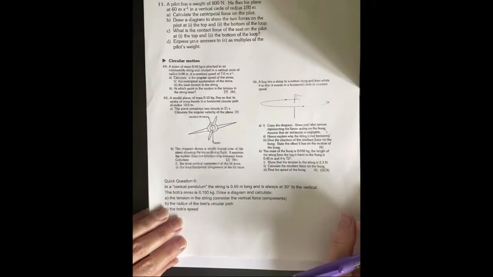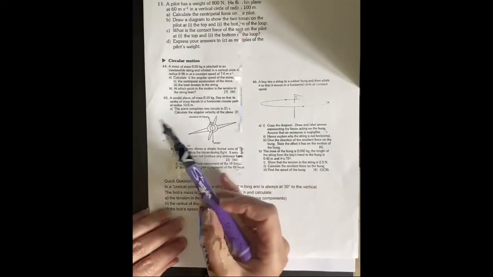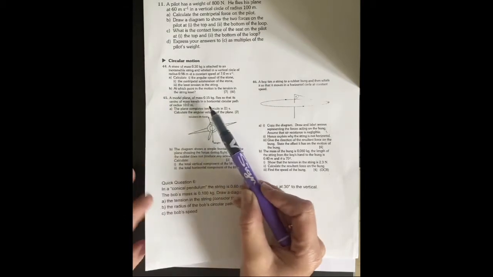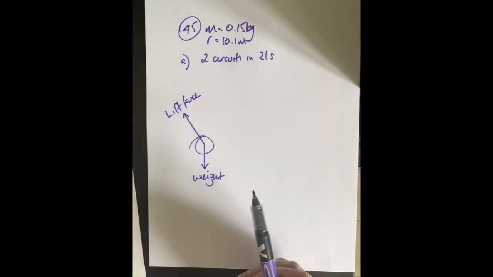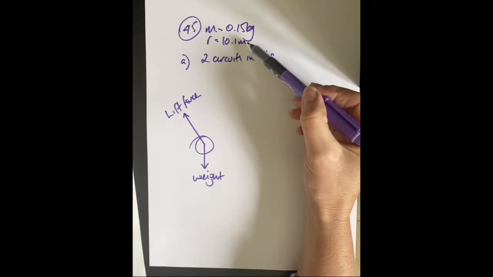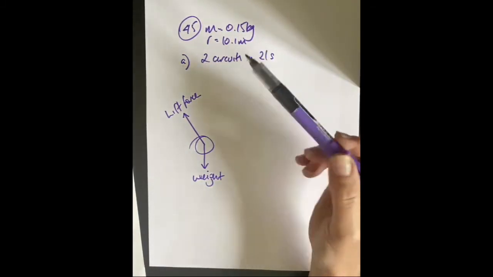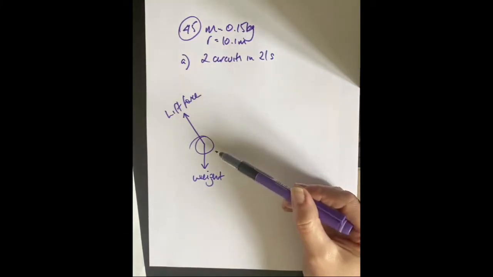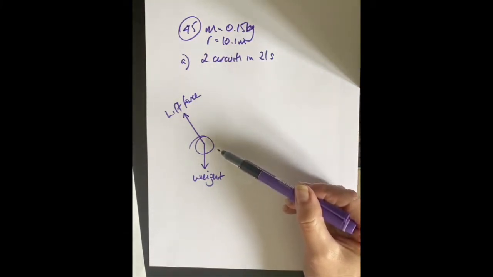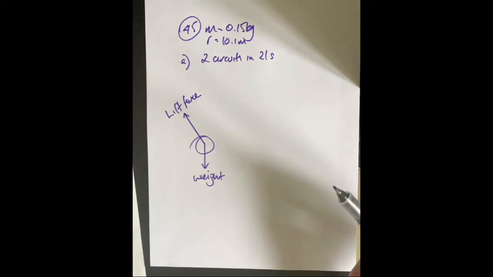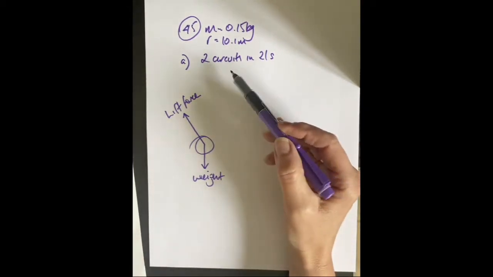Right then, question 45. A plane of mass 0.15 flies so that its centre of mass travels in a horizontal circular path of radius 10 metres. And we're told that the plane completes 2 circuits in 21 seconds. So I've written a little list of what we know, and I've drawn a diagram, not of an aeroplane, just a circle or a rectangle, remember, for a free body diagram.